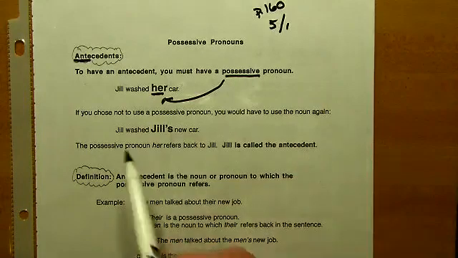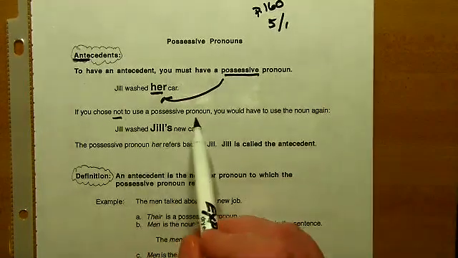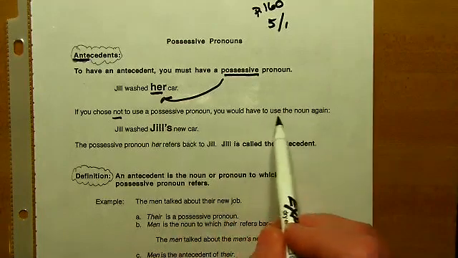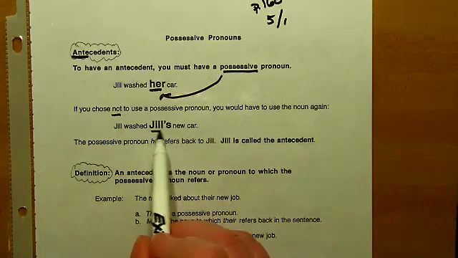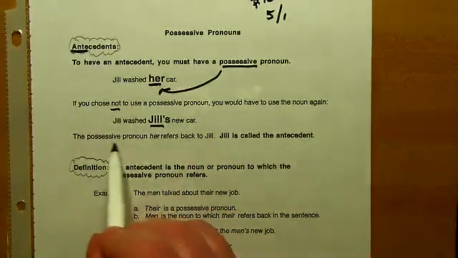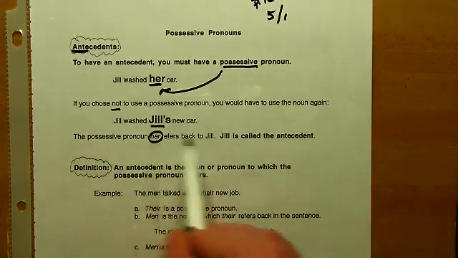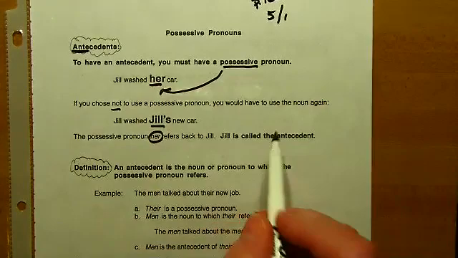That's the first step. If you choose not to use a possessive pronoun, you would have to use the noun again, and then your sentence would sound like this: Jill washed Jill's new car. That kind of sounds silly. So they use the possessive pronoun her to refer back to Jill. So Jill is called the antecedent.